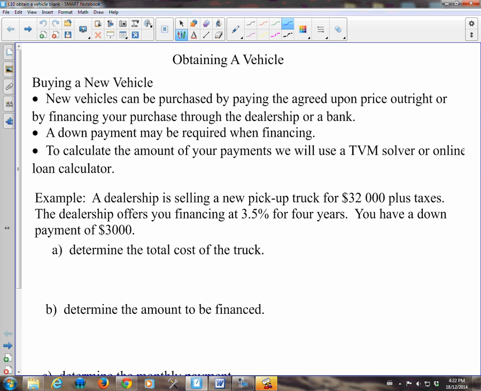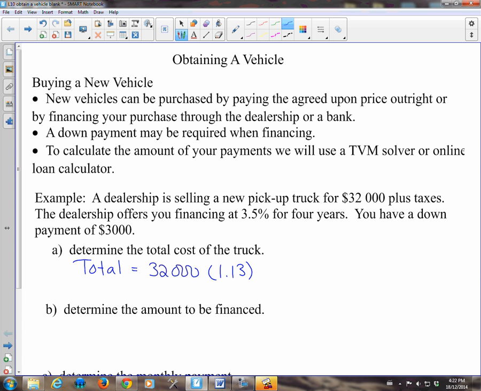So a dealership is selling a new pickup truck for $32,000 plus taxes. The dealership offers you financing at 3.5% for 4 years. You have a down payment of $3,000. Determine the cost of the truck. So the total cost is the cost of the truck, the $32,000, plus the taxes.